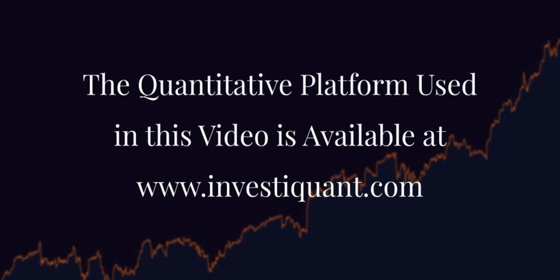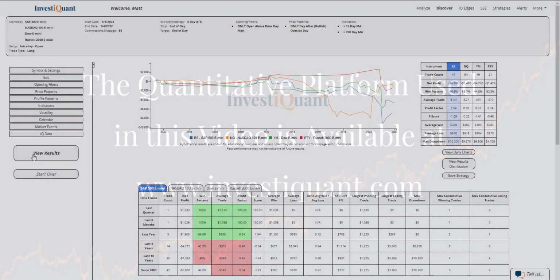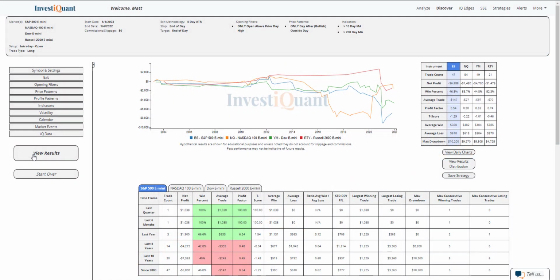All right, here we go. These are the results based upon entering the market long at 9:30 a.m. Eastern Time, exiting at 4:15 p.m. Eastern Time. When you open above the prior day high, the prior day had a bullish outside day that closed above a 10 and 200-day simple moving average. Historically, we've got 47 samples in the S&P, 54 in the NASDAQ, 49 in the Dow, 21 in the Russell.